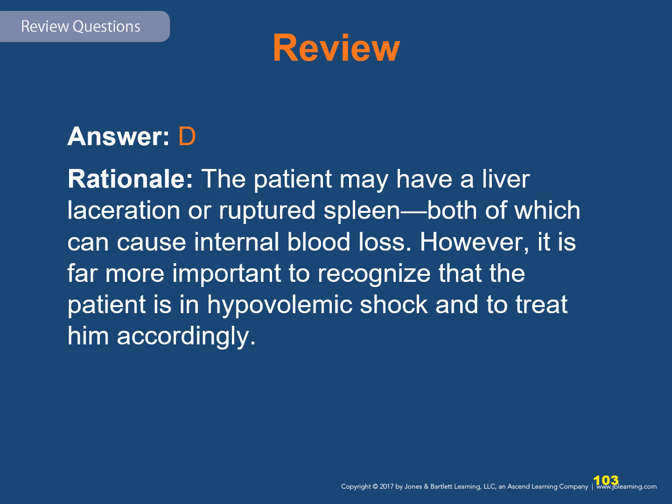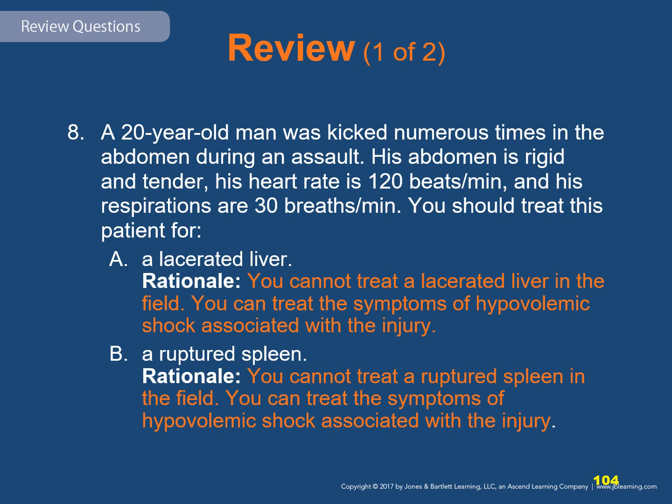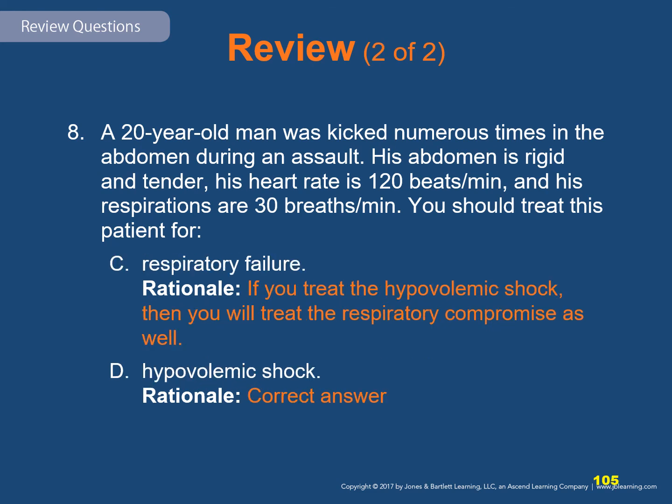The patient may have a liver laceration or ruptured spleen, both of which can cause internal blood loss. However, it is far more important to recognize the patient is in hypovolemic shock and to treat him accordingly. A lacerated liver. You cannot treat a lacerated liver in the field. You can treat the symptoms of hypovolemic shock associated with this injury. The same goes for a ruptured spleen. Respiratory failure. If you treat the hypovolemic shock, then you will treat the respiratory compromise as well.